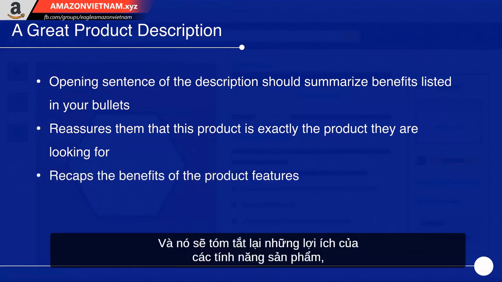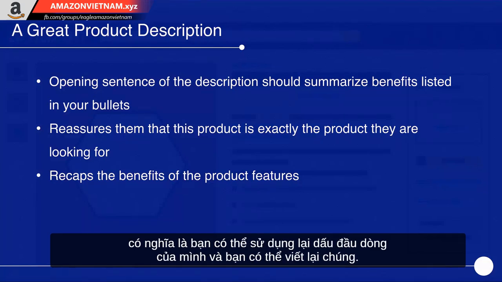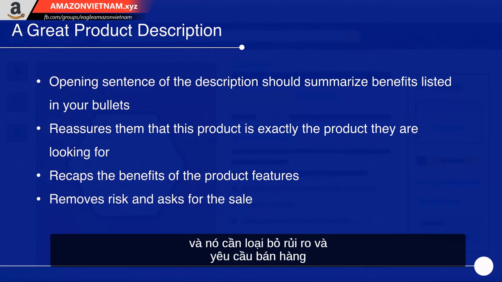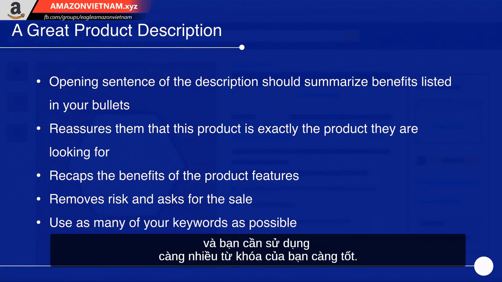And it should recap the benefits of the product features, which basically means you can use your bullets again and you can rewrite them. Remember, as you are going to see, you've got a lot more space in your description, and it needs to remove the risk and ask for the sale. And you need to use as many of your keywords as possible.